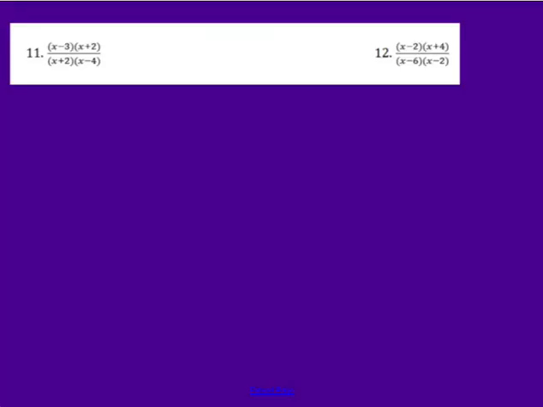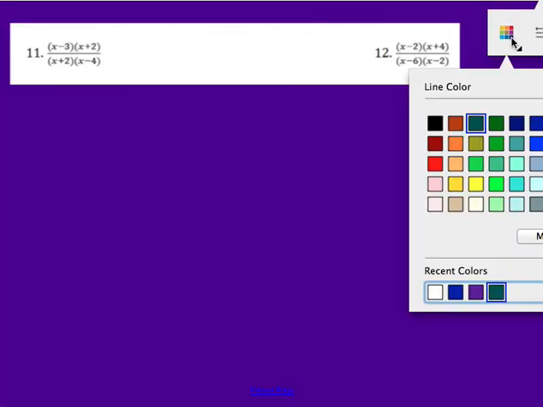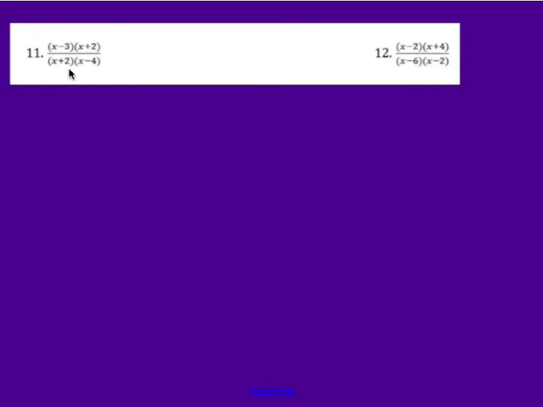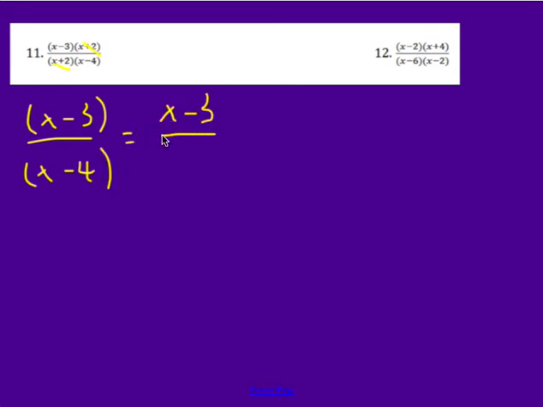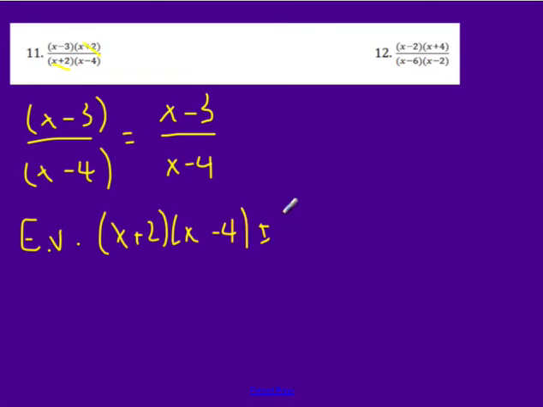So let's take a look at number 11. So again, we need to cancel some factors out here. So I'm going to cancel out my x plus 2 and my x plus 2. Well, when I cancel those out, I'm left with x minus 3 on top divided by x minus 4. And actually, since we're not multiplying anymore, you don't need those fractions or the parentheses. So you can just do x minus 3 divided by x minus 4. And now I need to calculate out my excluded values. So I'm going to take x plus 2 times x minus 4 and say, okay, that cannot be equal to 0. So what I'm going to do is set each of those factors to not equal 0.